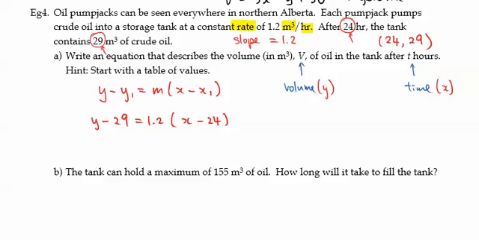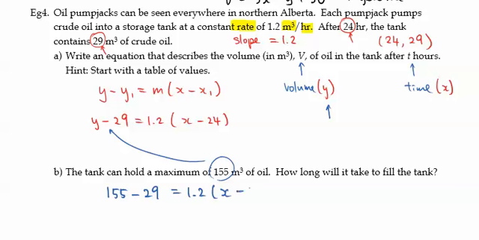Once we have the equation, we can use it to solve part B. The tank can hold a maximum of 155 cubic meter of oil. Where would you put it in the equation? Would you put it to the x or to the y? To the y, yes. This is the volume, and we are using y as the volume. When it is 155, they wanted to solve for the time. How long would it take to fill the tank?